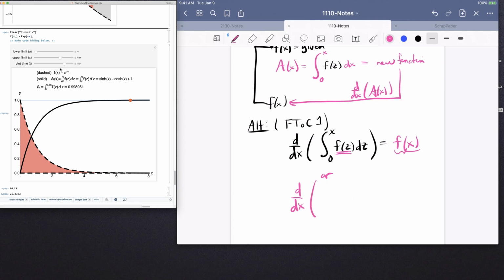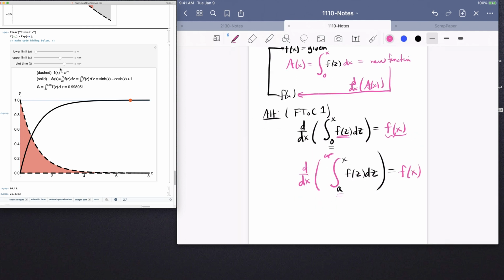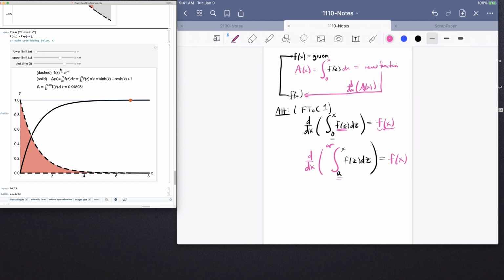Or slightly more general, we can say that the derivative of the definite integral from any number, not necessarily 0, but from any number a up to x, f of z dz, is equal to f of x. So even though there is a value a here, we are still going to get the original function f of x. And as an example there, we might take a look at the function f of x is again equal to e to the negative x.